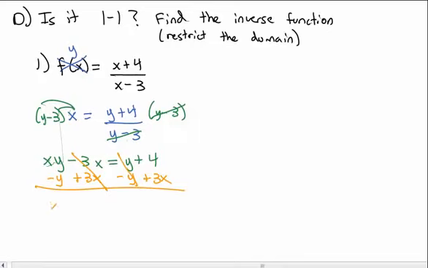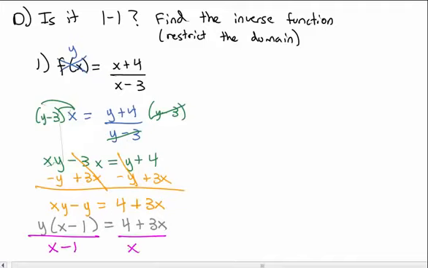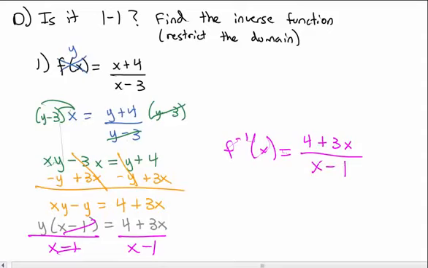Be careful about like terms. We've got xy minus y equals 4 plus 3x. Those aren't like terms, so we can't combine them. But what we can do is factor a y out of the left side, leaving behind y times (x minus 1) equals 4 plus 3x. Get the y alone by dividing out the x minus 1. And y is alone. We now know what f inverse of x is. It is going to be (4 plus 3x) over (x minus 1).